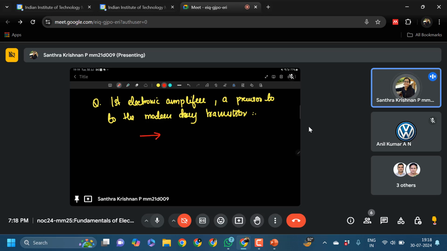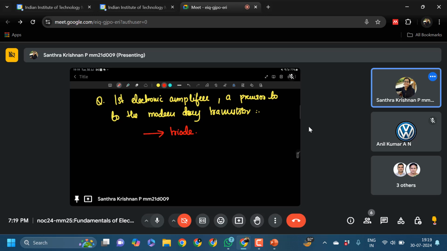Can you tell me what a triode is? It's a three-terminal device which works on the principle of thermionic emission. Yeah. A triode basically has three terminals, an anode, cathode, and a grid, similar to a modern day transistor, which has the source, drain, and gate. So that is the first electronic amplifier, and it is a precursor to the modern day transistors.